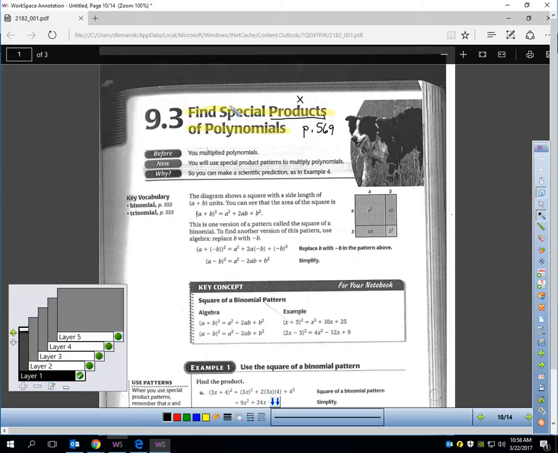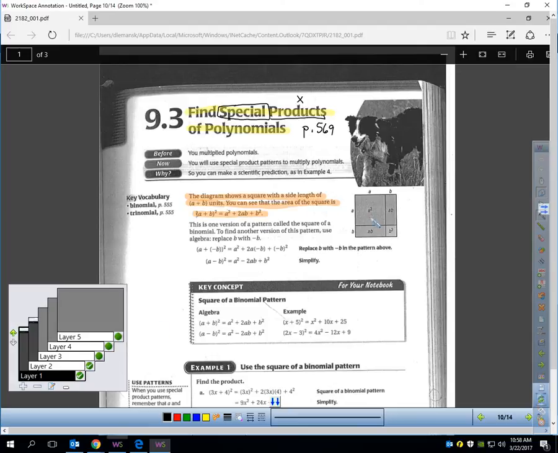The word special here means that there are a couple cases where there are shortcuts to actually double distributing, triple distributing, like I taught you in lesson 9.2. So there are certain problems that, instead of having to do that, in just a few seconds we can do a shortcut in special cases. We're going to talk about those special cases today.